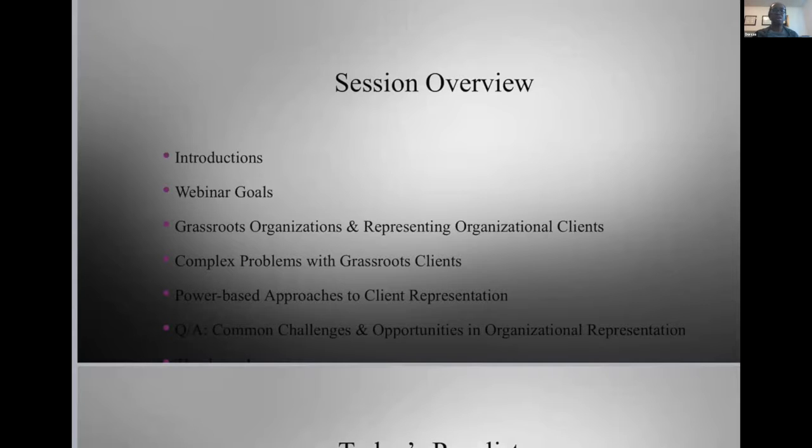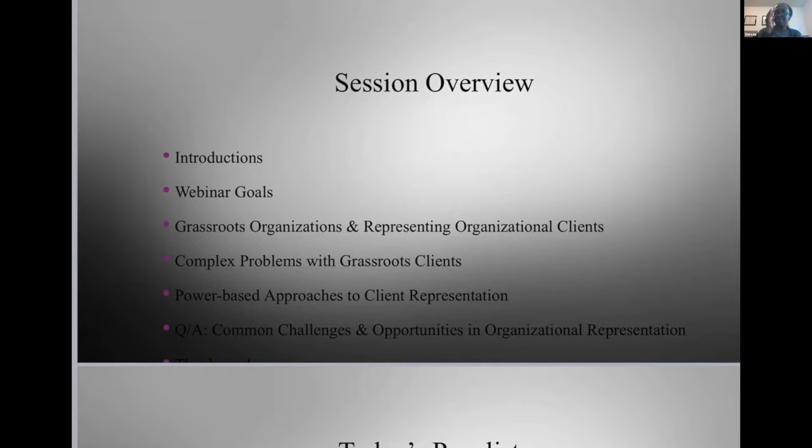So just in terms of an overview of the session, the screen isn't showing up so great, but the overview for today's session is really for us to introduce ourselves, the presenters as well as the participants, and then to talk a little bit about the goals of the webinar, to then move from that to what do we mean when we say grassroots organizations? What are the kinds of issues that you are seeing? All of this in the context of representing organizations as distinct from representing individuals. And then what are the kinds of problems and issues that grassroots clients bring to us?